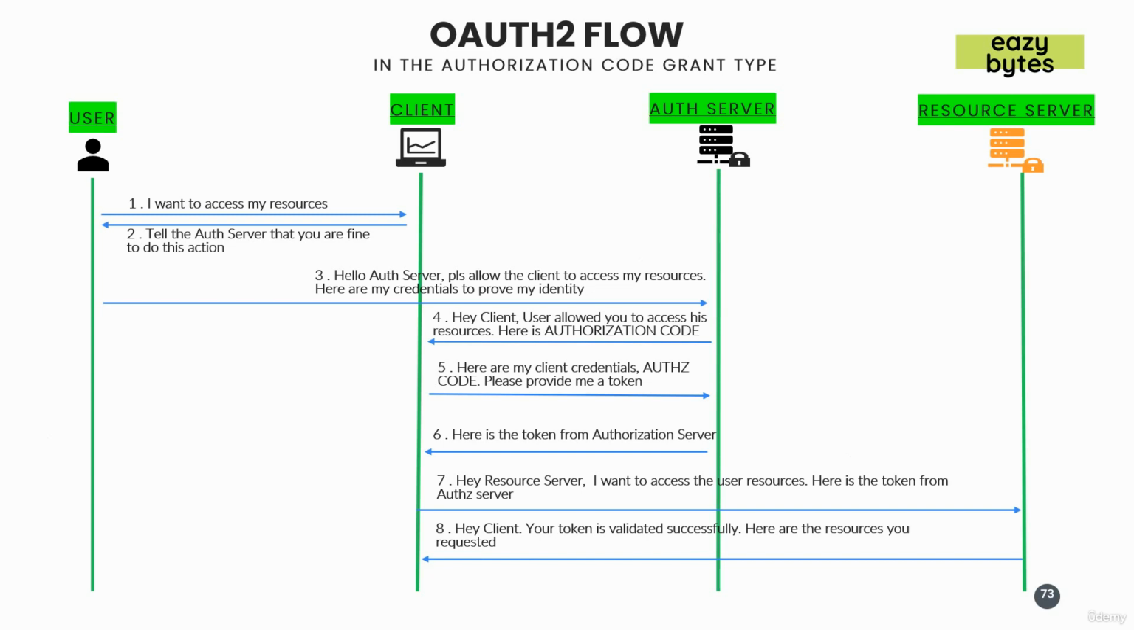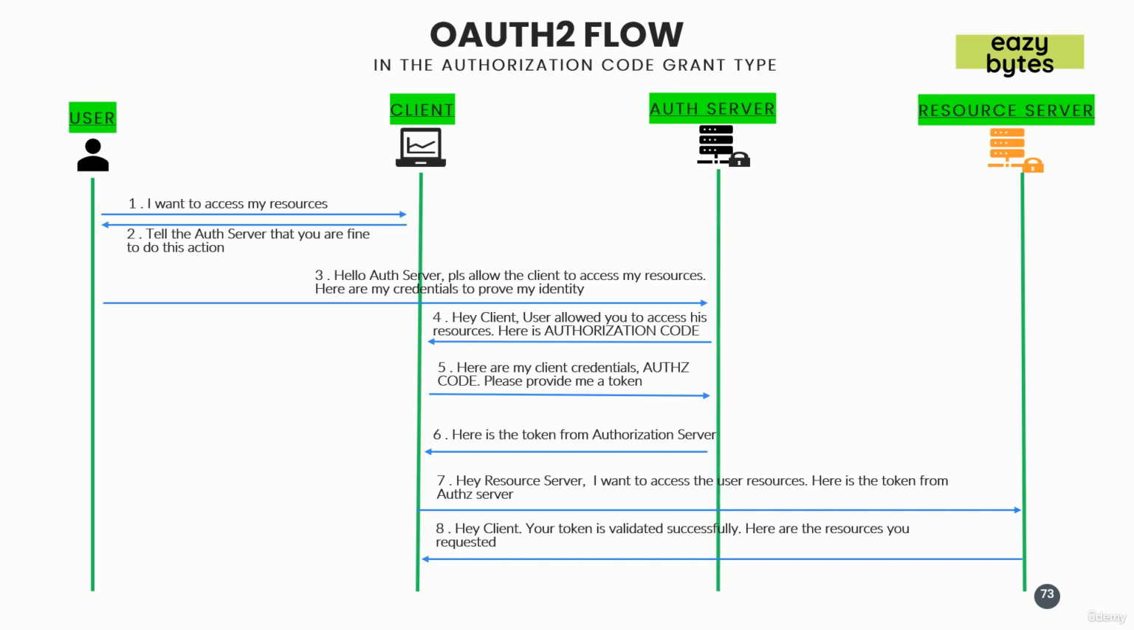So first, as a user, I will go to the client website and say I want to sign up or log into your application, and you can leverage my resources which are staying in the Google resource server, like last name and my email, to let me into your application. Then the client, the Stack Overflow website, will say, okay, you tell the auth server of Google that you are okay to share the credentials, and I'll redirect them to their login page. You have to enter your Gmail credentials and prove your identity.